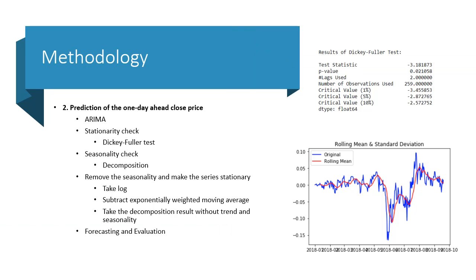We first used the ARIMA model for the one-day ahead price prediction. The stationarity check using the Dickey-Fuller test was introduced first, and since the p-value was too high, we took a log transformation and subtracted the exponentially weighted moving average to satisfy the requirement for stationarity. We also took a result from decomposition that removed trend and seasonality.